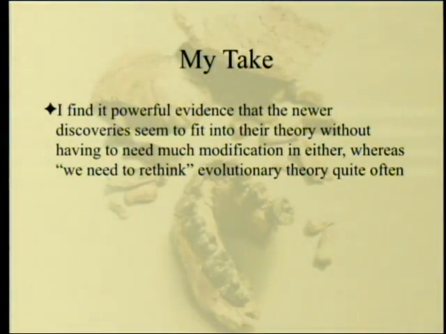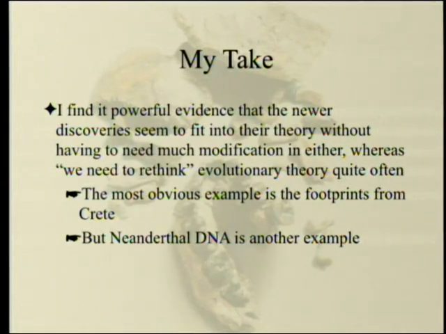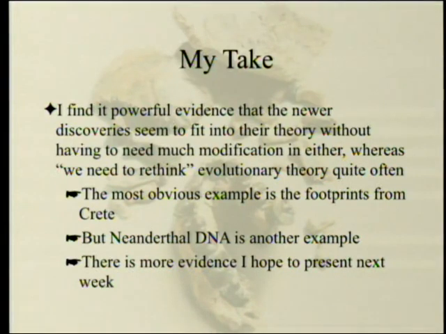I find it powerful evidence that the newer discoveries seem to fit into their theory without having to need much modification in either. Whereas we keep hearing we need to rethink evolutionary theory quite often. The most obvious example is the footprints from Crete, which are clearly human, 5.7 million years old by traditional dating. How do you account for that? They account for it quite straightforwardly. But, you know, there's other ones. DNA from Neanderthals is another example. There's more evidence that I hope to be able to present this coming week.